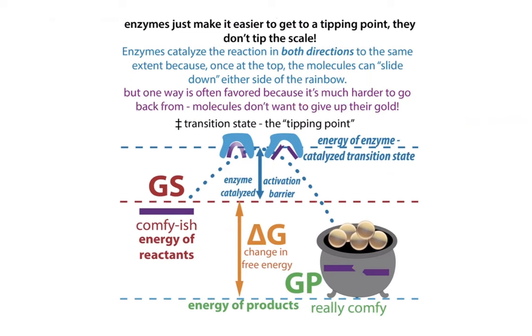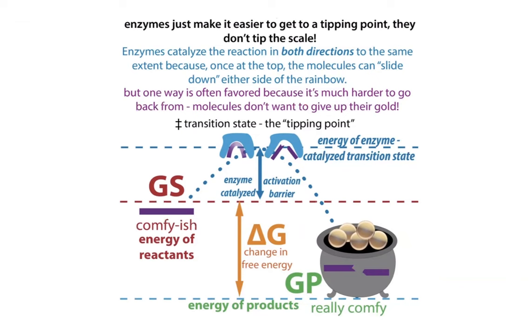If you go to the more favorable side, well, then you're going to be in a state that requires even more energy in order to get to the top of the activation barrier. So you're more likely to stay in that favorable state. And if you were to tip the other way, well, then you would be able to go back up to the top of the rainbow more quickly.